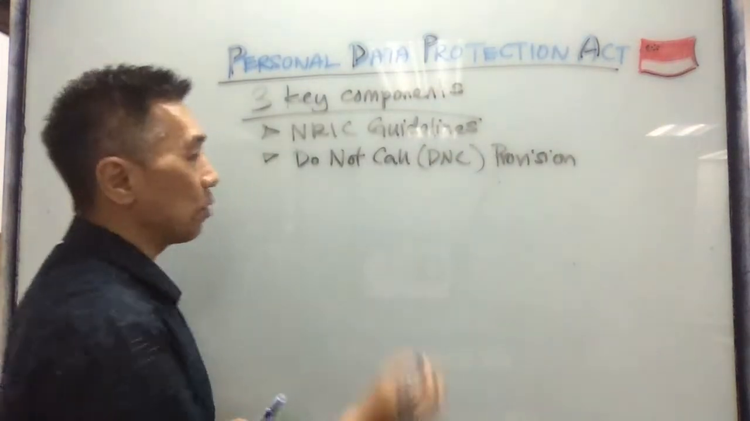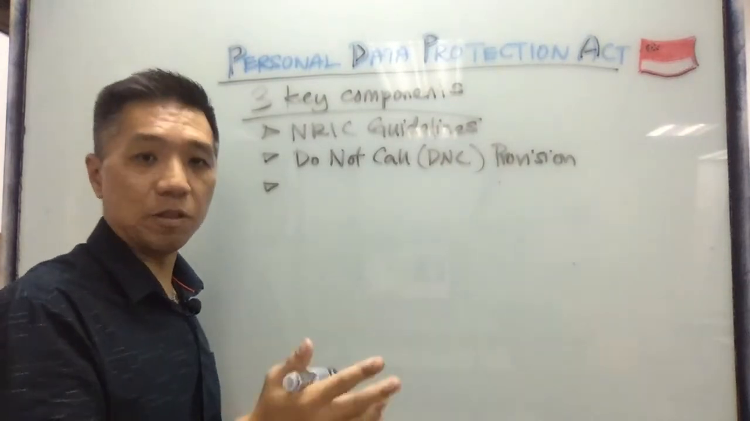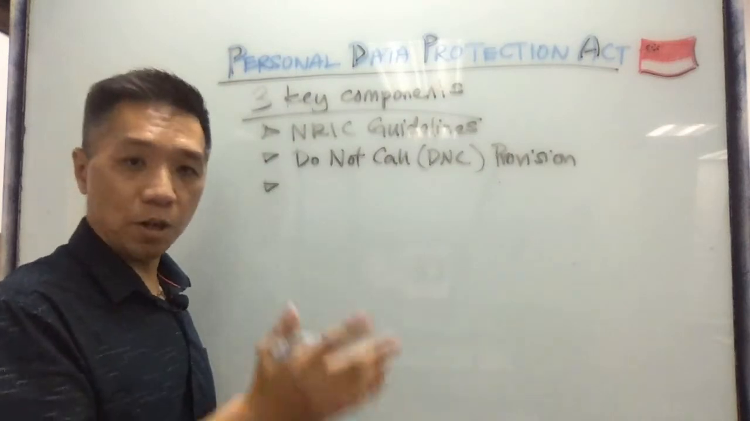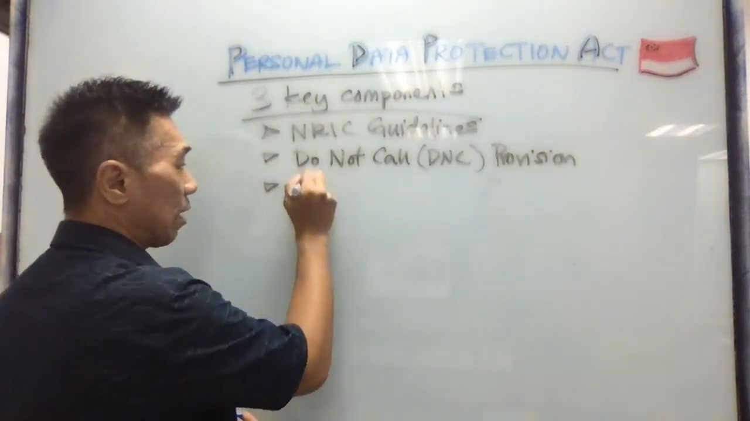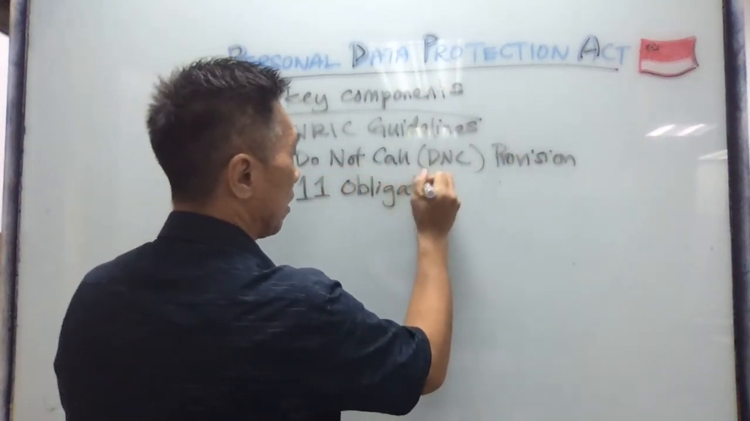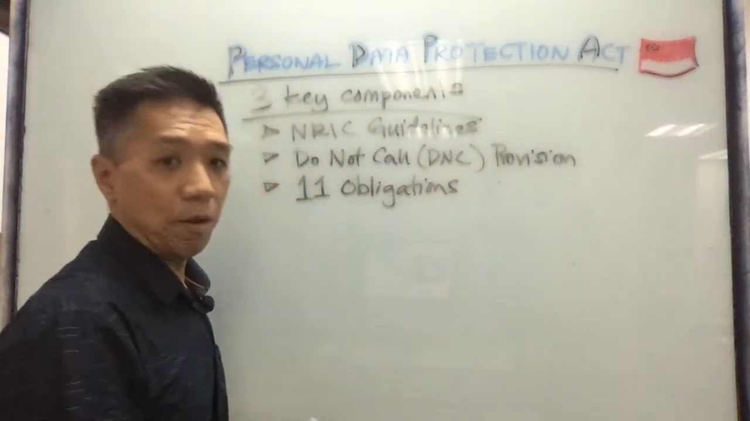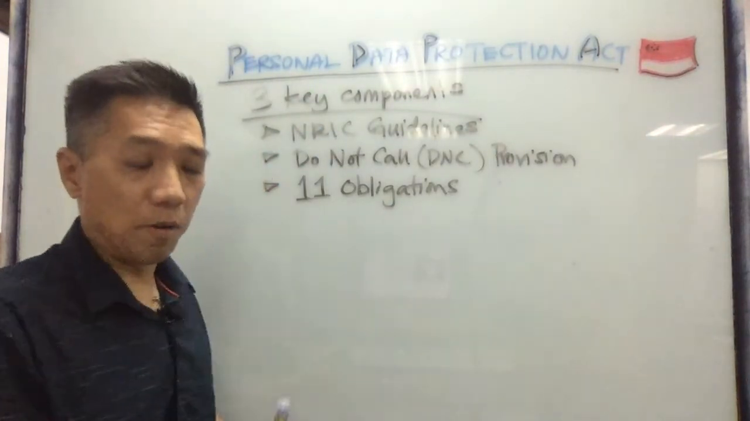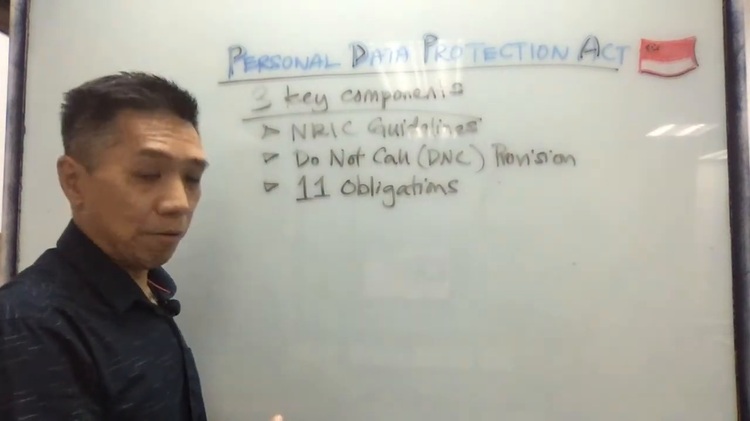Now the third key component of the PDPA, a very important component of the PDPA, because that is how the regulators, the Personal Data Protection Commission, enforces the act on organizations that breach the act itself. So it's all governed under the 11 obligations of the PDPA. So under the 11 obligations of PDPA, we really need to know how to comply with these 11 obligations. Like I said, if you do not comply, then the regulators are going to enforce the obligation on our organizations.